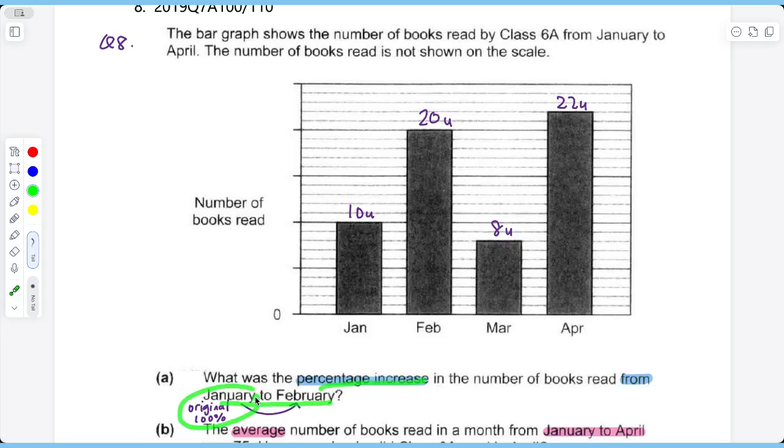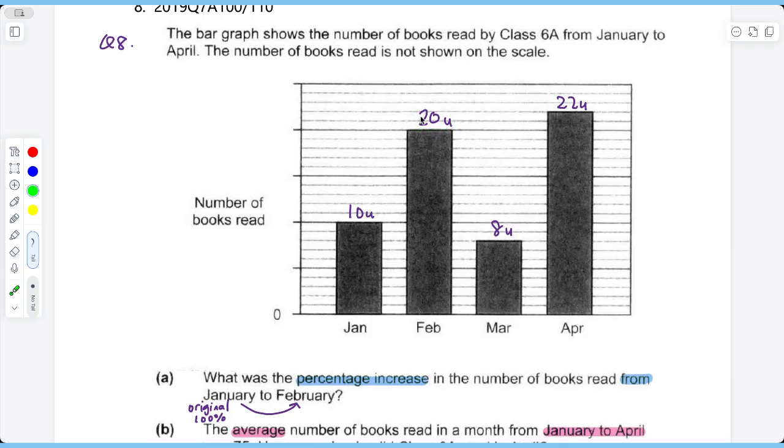January is the original. So January will be 100%. And then there is an increase in February. We notice that the number of books were not given in this bar graph. Hence, we can just use units. For January, there will be 10 units. February, there will be 20 units.